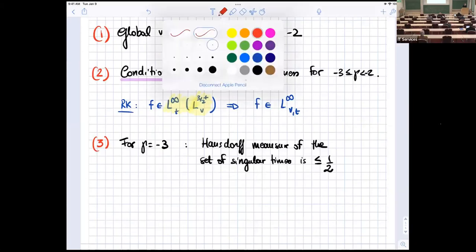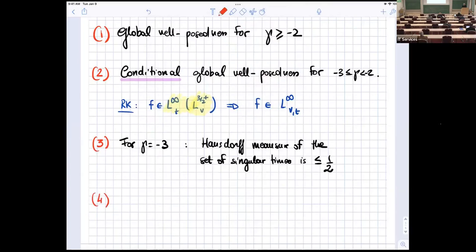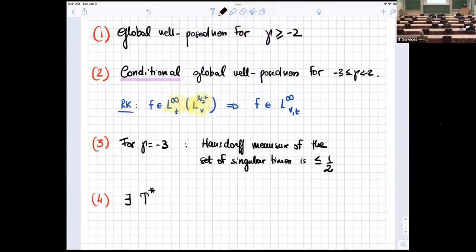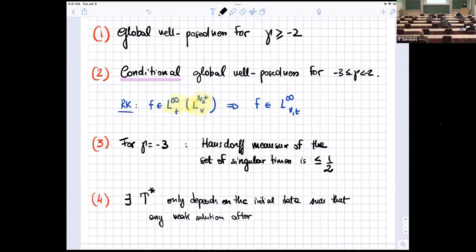Okay, and then the last result, which is very much in line with the 3rd one, is a very recent one, about a year old, and it says the following: that there exists, still for Coulomb, a time T star that only depends on the mass, momentum, and entropy of the initial data, such that any weak solution after T star becomes regular.